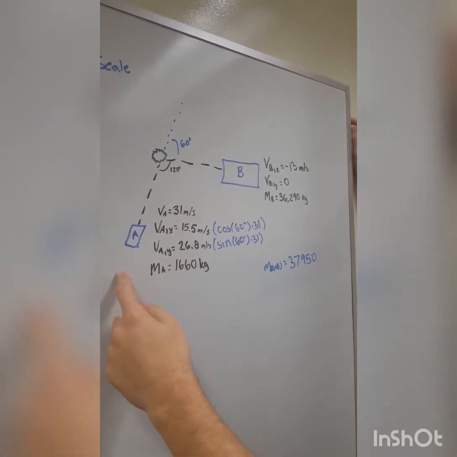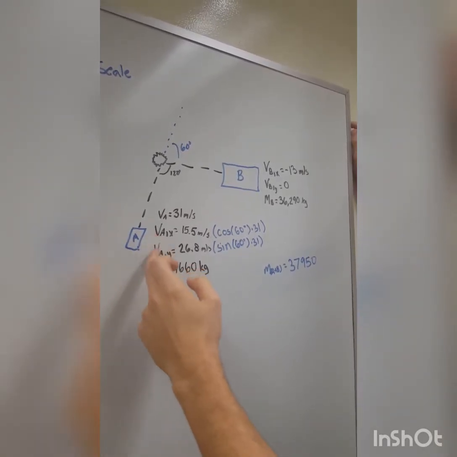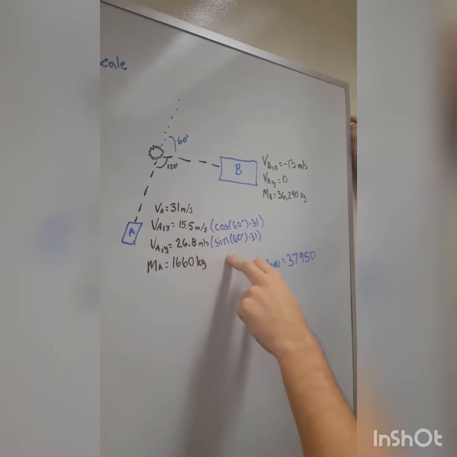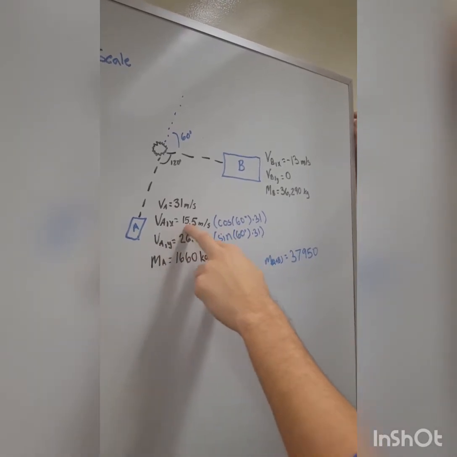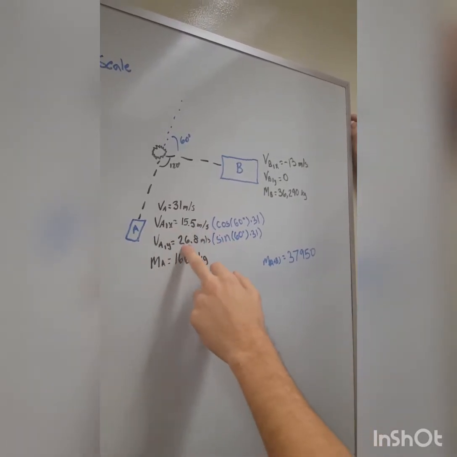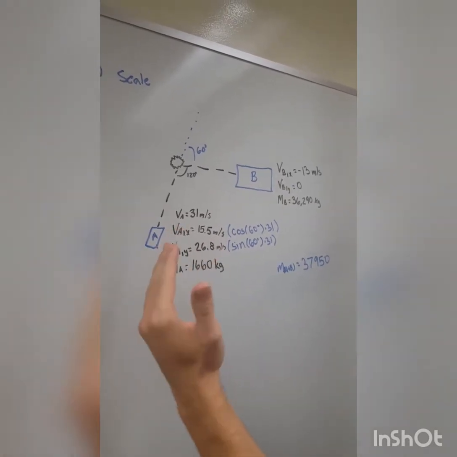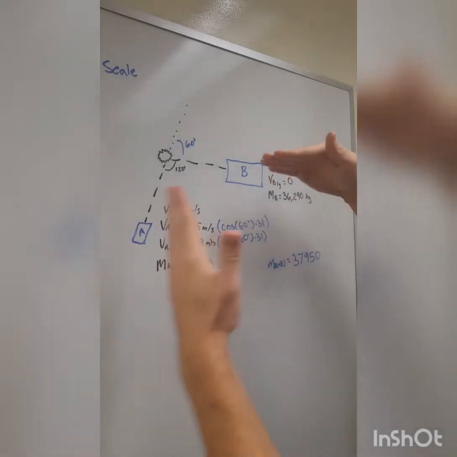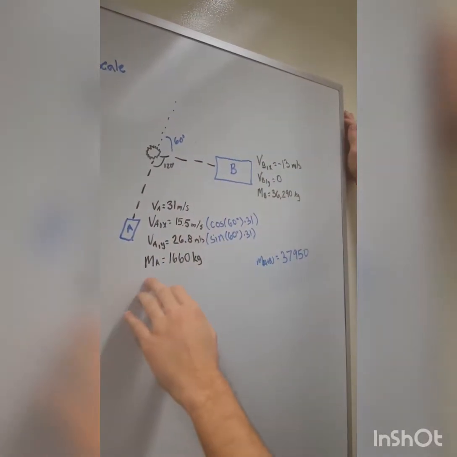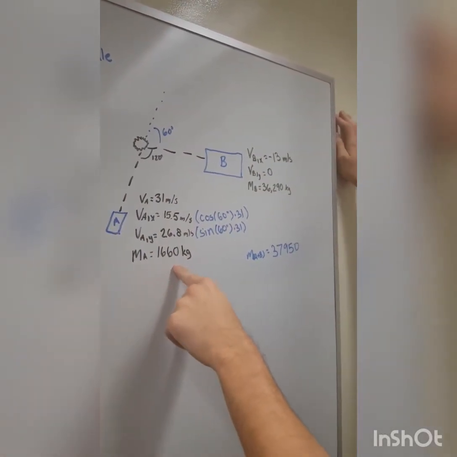Car A is going to be going at 31 meters per second, and when you break it up into x and y using sine and cosine, the x is going to be 15.5 meters per second and the y is going to be 26.8 meters per second. We're going to do that because car A is not traveling completely north, so it's not going to be at a 90-degree angle. And then the mass of this car is going to be 1,660.